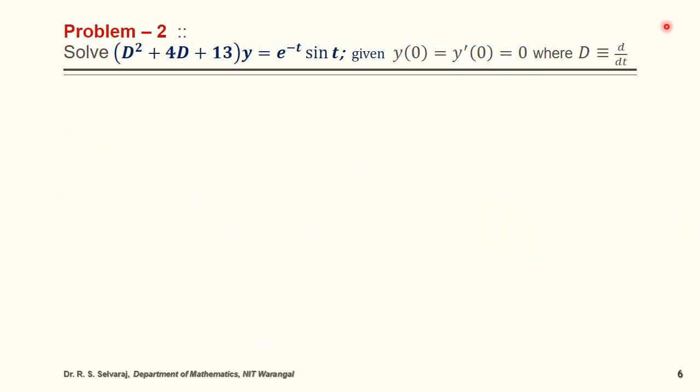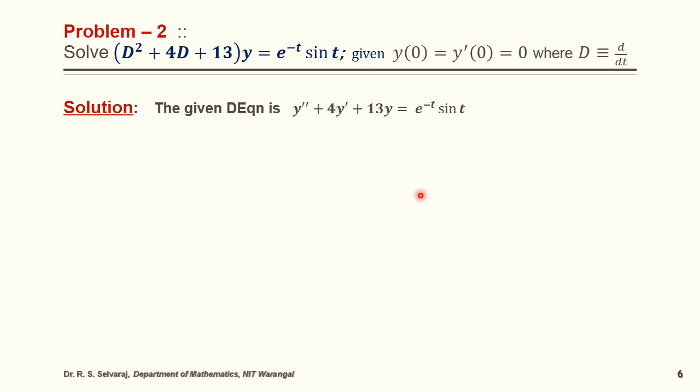Now consider the second problem, which is solving (D² + 4D + 13)y = e^(-t) sin t, where capital D is given to be d/dt, and initial conditions are given as y(0) = 0, y'(0) = 0. We will convert this differential equation into this form: y'' + 4y' + 13y = e^(-t) sin t.